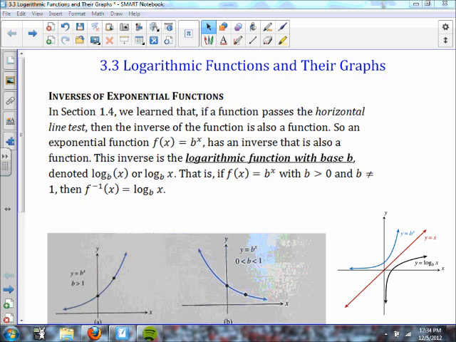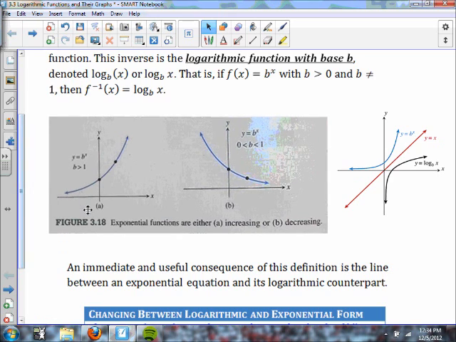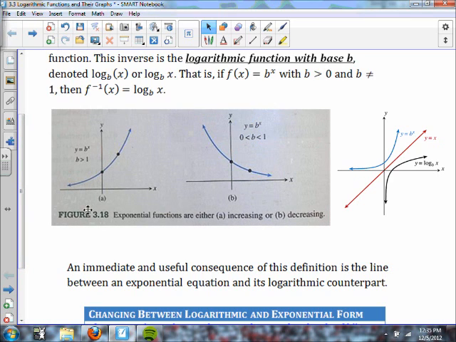That is, if f of x equals b to the x, with b greater than 0 and b not equal to 1, then f inverse of x is equal to the log of x to the base b. Now, here's what we have. These are graphs of an increasing exponential function and a decreasing exponential function. If we take an increasing function and we need to find the inverse of it graphically, we would reflect it over the line y equals x. That would be the inverse of this function. We already talked about log of x in section 1.3 when we worked on our chart and analyzed those 12 basic functions.